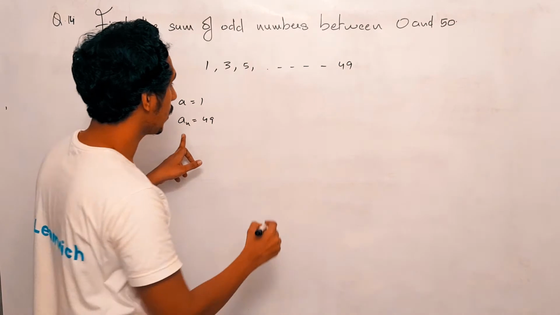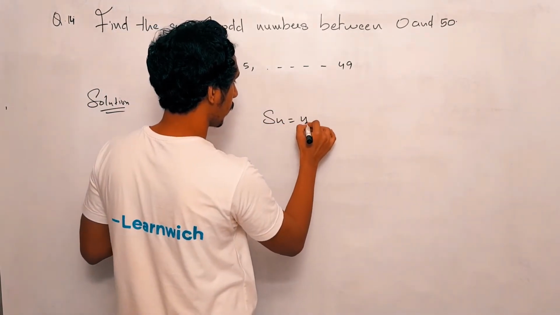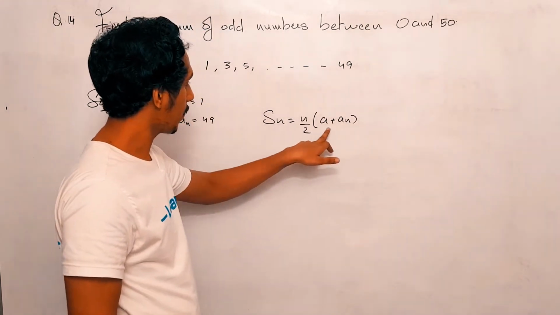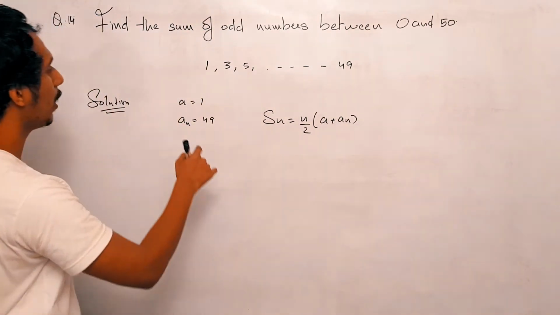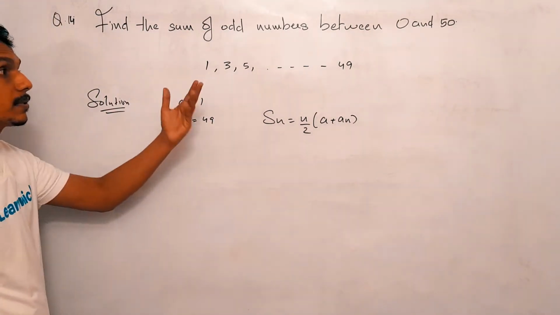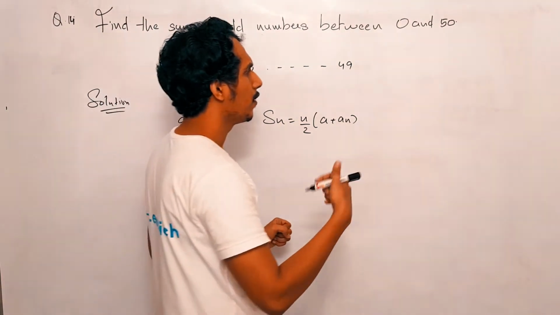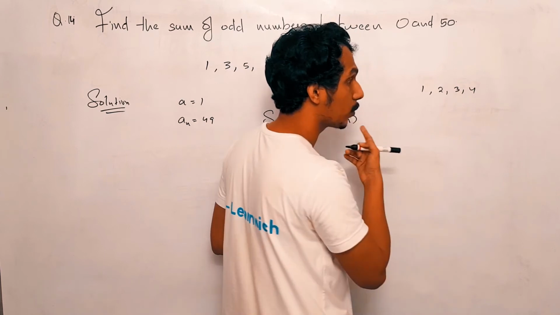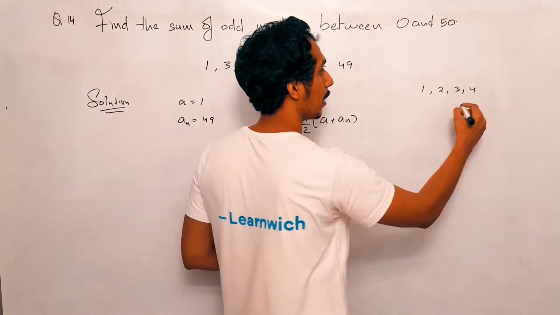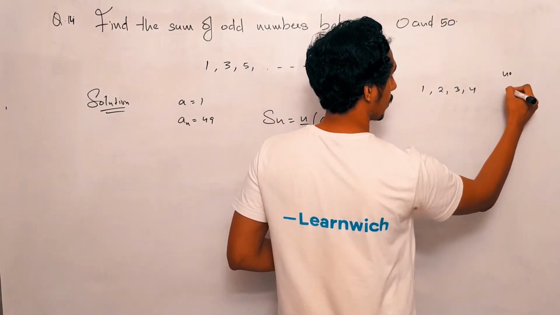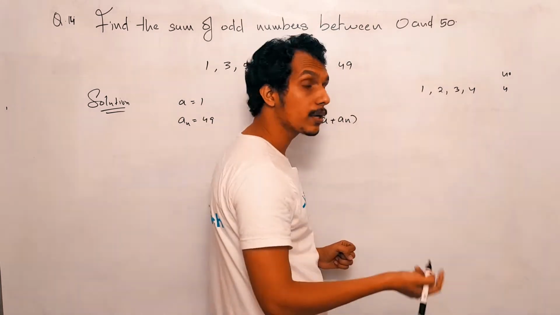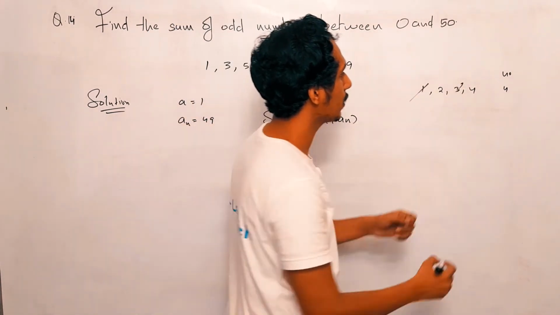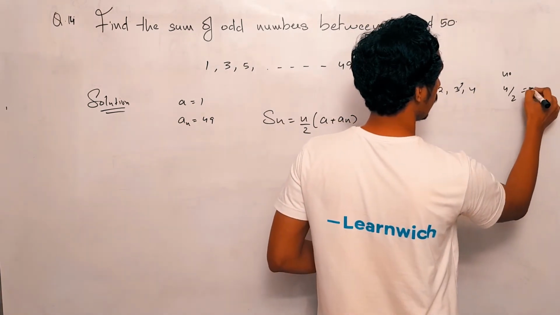What do we need for the equation? We have Sn equal to N by 2 into A plus AN, right? A we have, AN we have. How will we find N? How many terms are there? Now look at it. Let's say we have 1, 2, 3, 4. Total, how many numbers are there? There are 4 numbers. How many odd numbers are there? There are 2 odd numbers, correct? So it will be half of this number. 4 by 2 is 2.